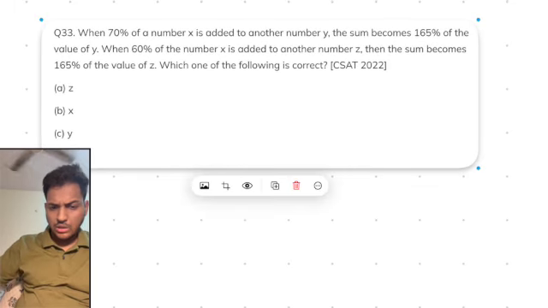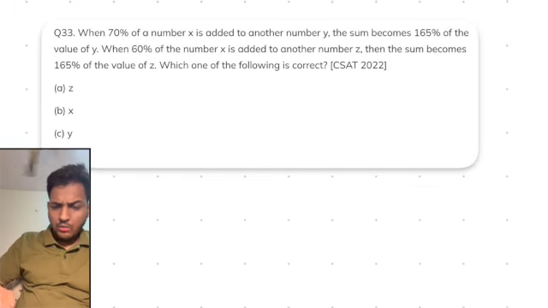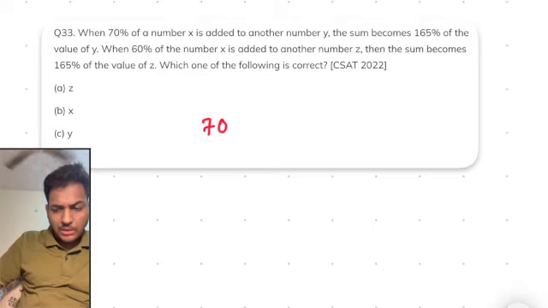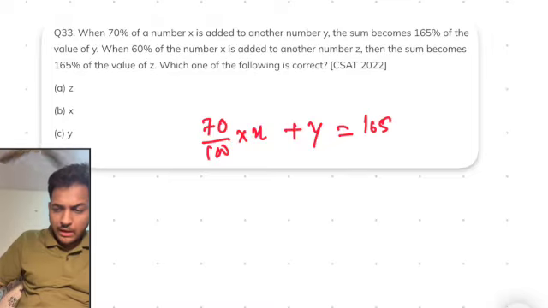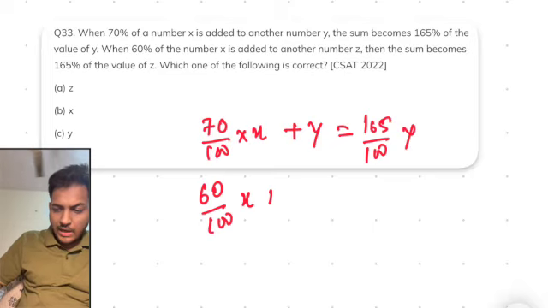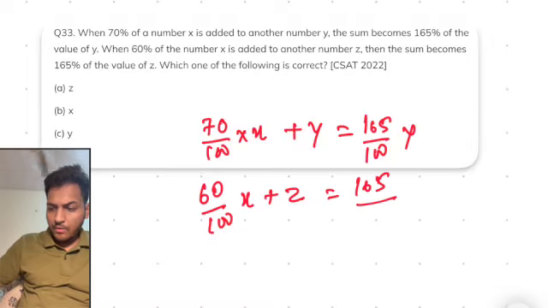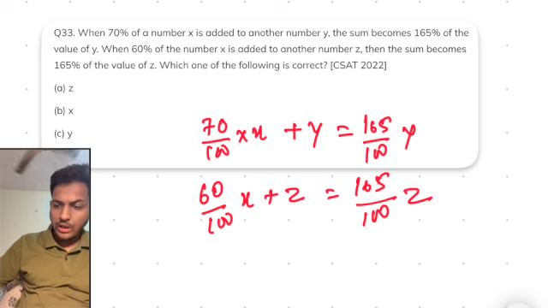Now see this question, if you kindly follow what they are saying. 70% of a number x, we will keep writing 70% of a number, that means 70 by 100 into x, is added to another number y, then the sum becomes 165 by 100 of y. Now 60% of x is added to another number z, then the sum becomes 165 by 100 of z. Then which of the following is correct?